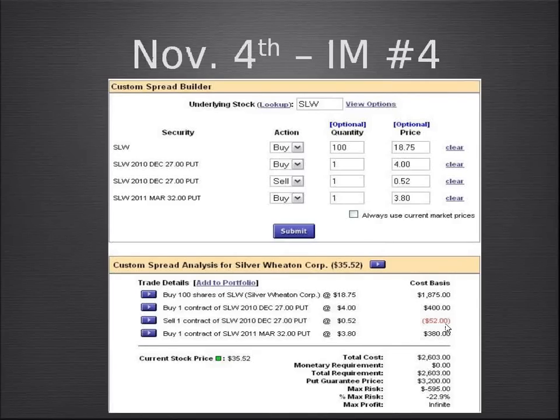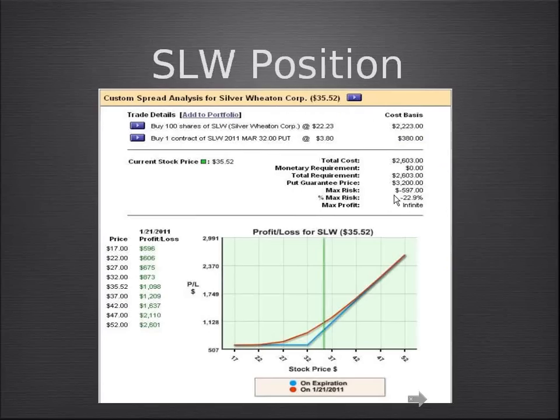Here's just the basic setup. We've taken our cost basis now up to $26.03, but we're guaranteed a payout of $3,200. And what we also did is we went to March. Okay, we not only extended to a higher strike price, we gave ourselves more time on the position. So now our worst case scenario is that we're guaranteed 22.9% of profit, still have the infinite upside, but again, that 22.9% is the worst case scenario.